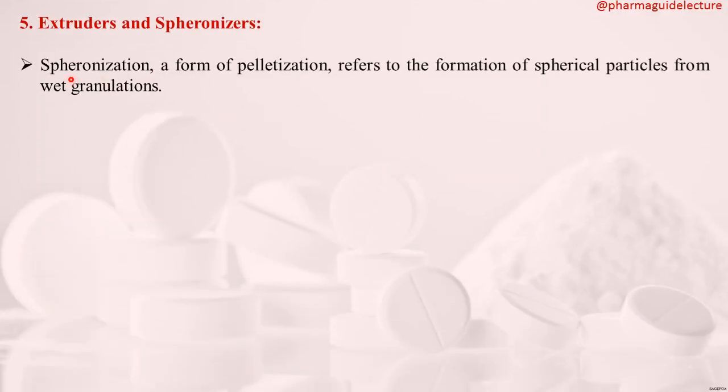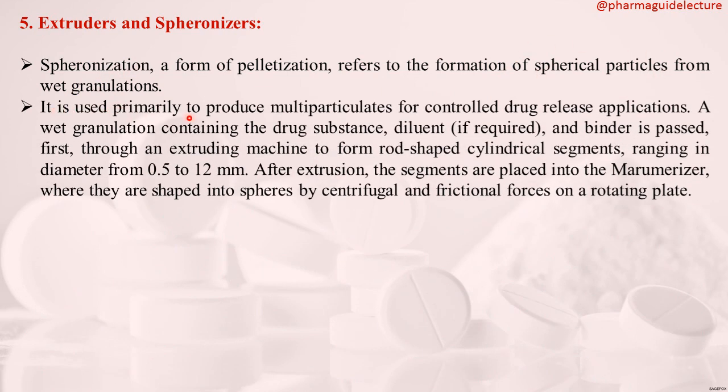Extruders and spheronizers. Spheronization, a form of pelletization, refers to the formation of spherical particles from the wet granulation. It is used primarily to produce multiparticulates for controlled drug release applications. A wet granulation containing a drug substance, diluent and a binder.